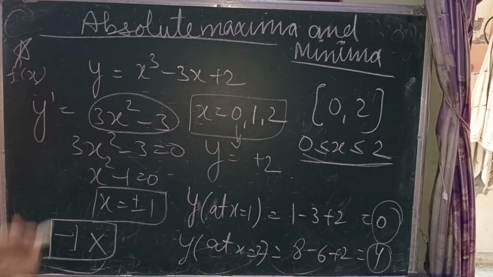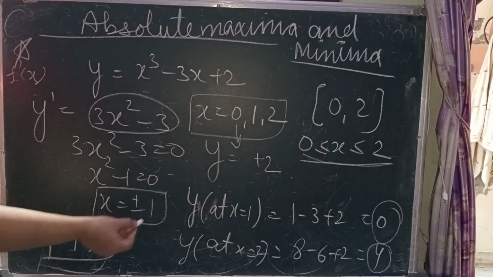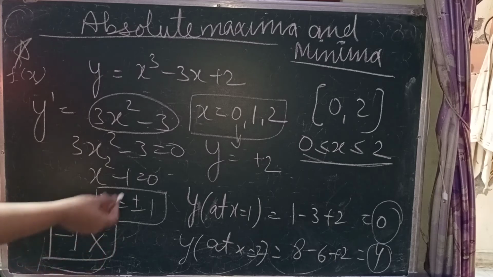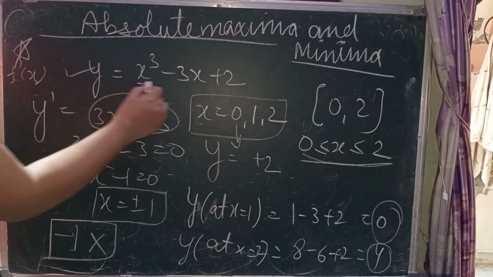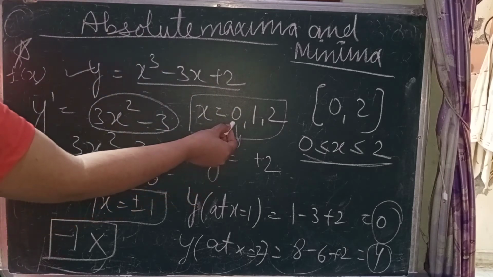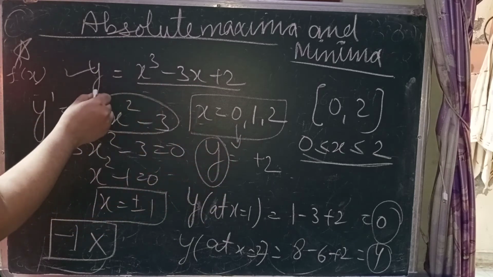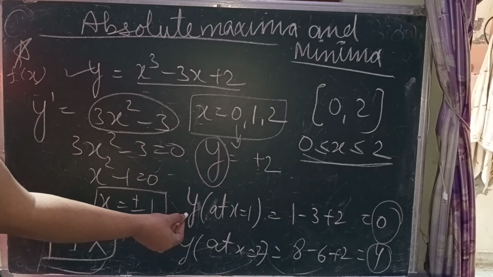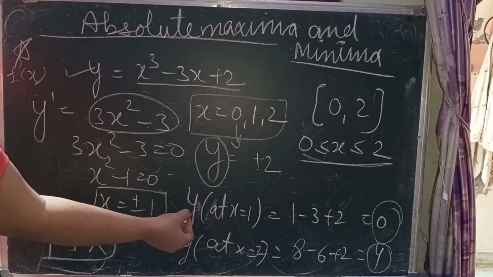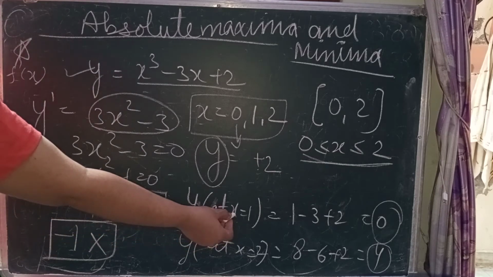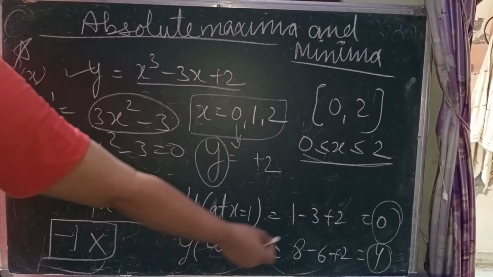Now the next step is that on these 2 points 0 and 2, and another point which we are getting from the critical point, that means at 1, for all these 3 points we will check the value of y. If I keep x equal to 0, I will get 2. This is the value of y at x equal to 0. Then y at x equal to 1, I got 0. Then y at x equal to 2, I got 4.